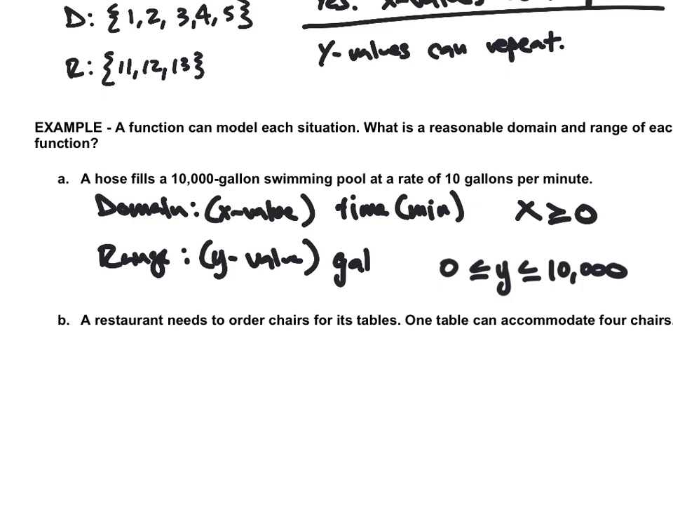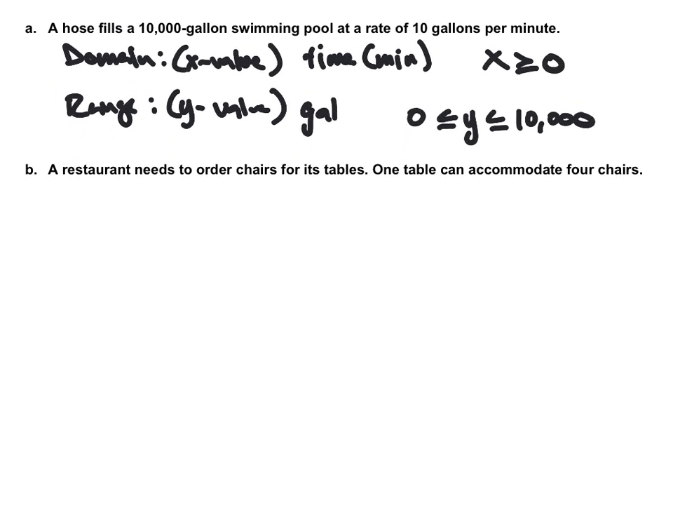All right, and that's what I'm trying to figure out from this problem is, given this scenario, what's my X value, what's my Y value, and then what kind of numbers would I be dealing with here, okay? My X value, you can't have negative time, so your X value would have to be greater than or equal to 0, and your Y values would be between 0 and 10,000. Okay, so let's look at part B here.